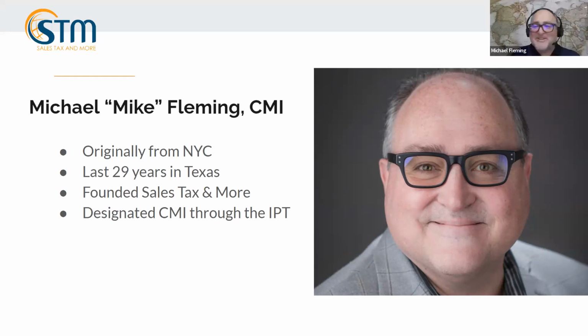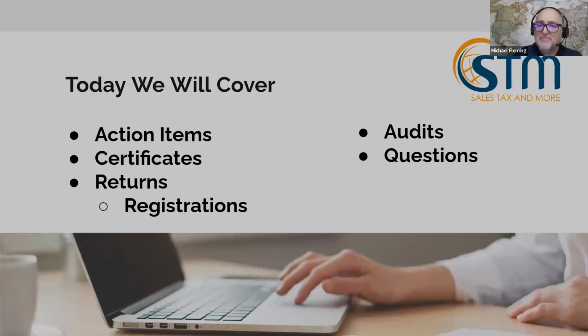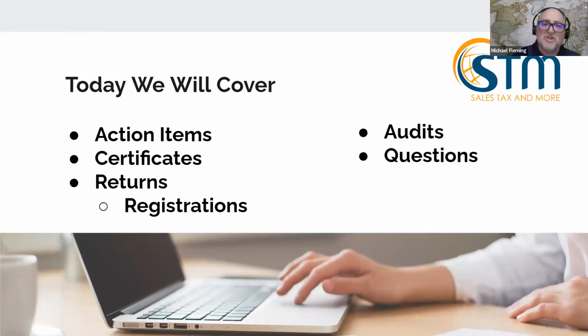All right. Thank you very much, Ellie. That's a wonderful introduction. We have a lot to cover today. This is part 2 of the 7 pillars of a successful sales tax strategy. And for those of you who have not heard this before, these are the 7 areas that when we're doing audit defense, most audit defenses tie back, any of the problems in the audits tie back to one of these 7 pillars. So today we're going to cover some action items from the last webinar. We're going to go over certificates. We're going to go over returns and registrations. We have them lumped together here. We're going to talk about audits a little bit, and then we're going to open it up to questions.